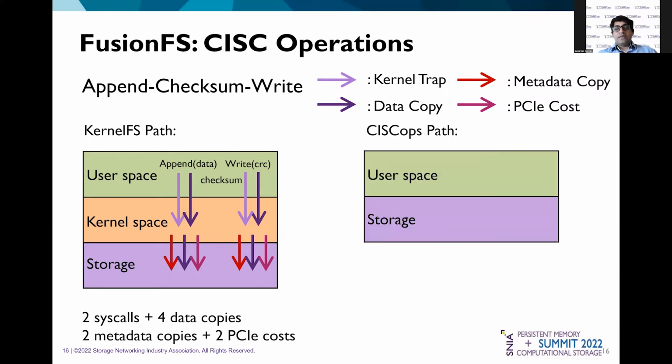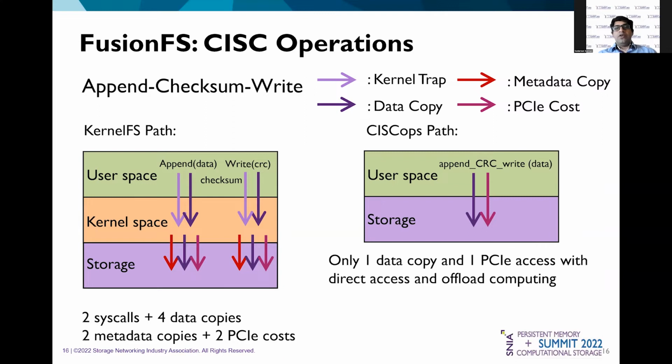Our ideal goal with CISCOps is that you have a user space file system or driver, and then you have a storage layer, and then you can just offload this complex instruction to the storage, where the device intelligence will do the data processing. By doing this, we can significantly reduce the number of data copies and PCI operations and provide higher benefits. So that's our goal and intuition.